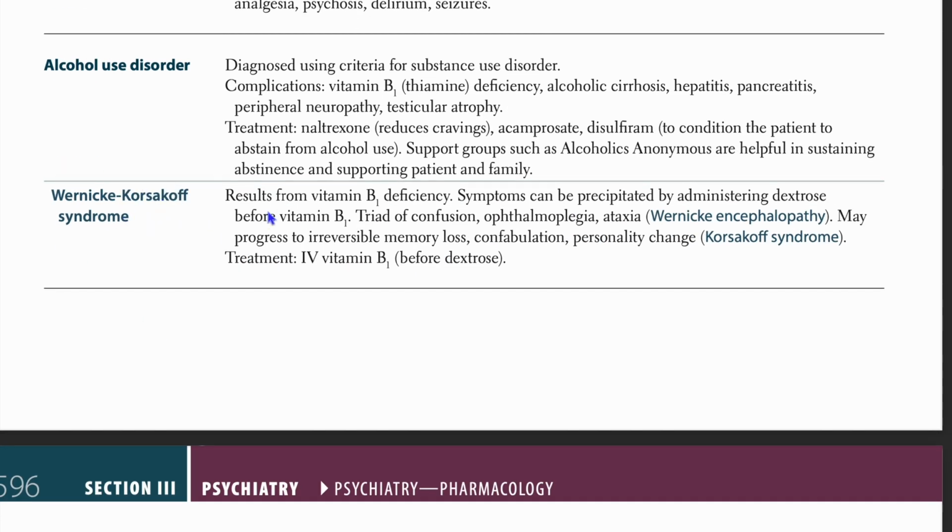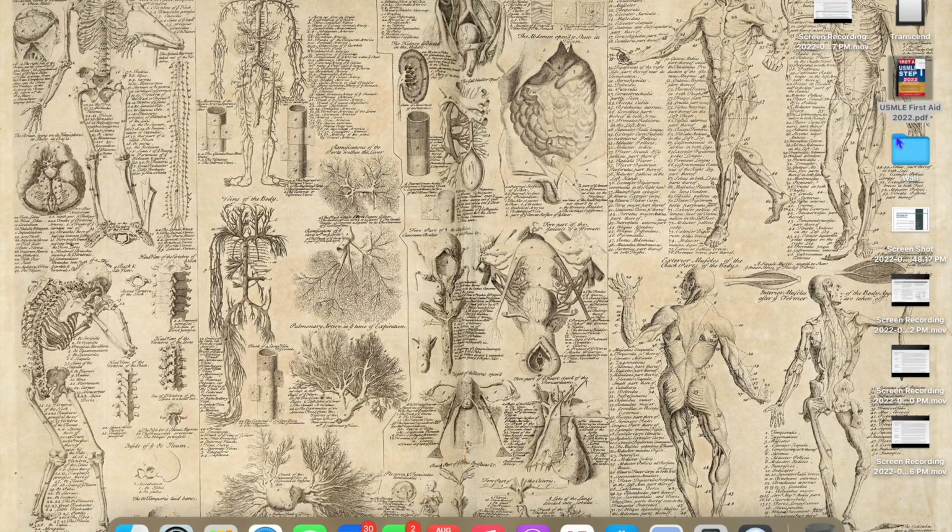Wernicke-Korsakoff syndrome results from vitamin B1 deficiency. Symptoms can be precipitated by administering dextrose before vitamin B1. Okay, so if they're given dextrose before this, it can precipitate the symptoms. Why is that? It's because when they come in, they're going to be malnourished, basically not have any energy, any ATP forming, because they're going to be hypoglycemic. Why hypoglycemic? I explained that, I think, in the biochem section. So basically, when you give dextrose, there will be glycolysis happening, right?